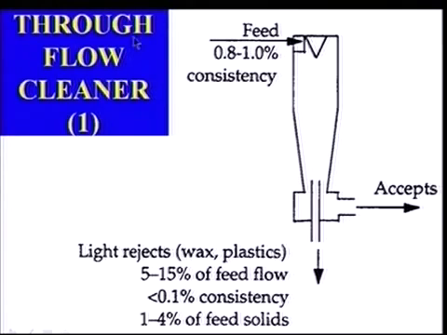The advantage of the Throughflow cleaner over the reverse cleaner, which we saw in the previous slide, is that the volume of the reject flow is relatively low. So your secondary stage is very small compared to that in the reverse cleaner.